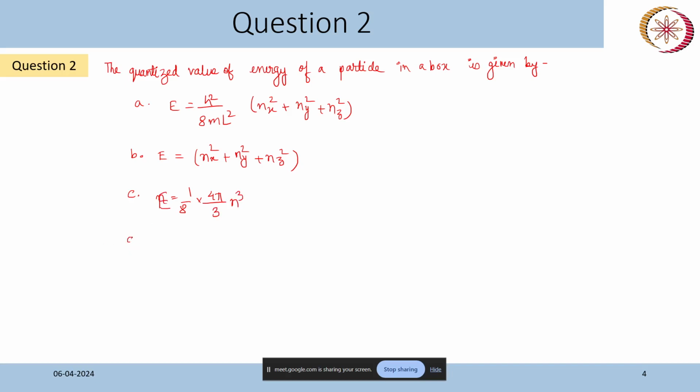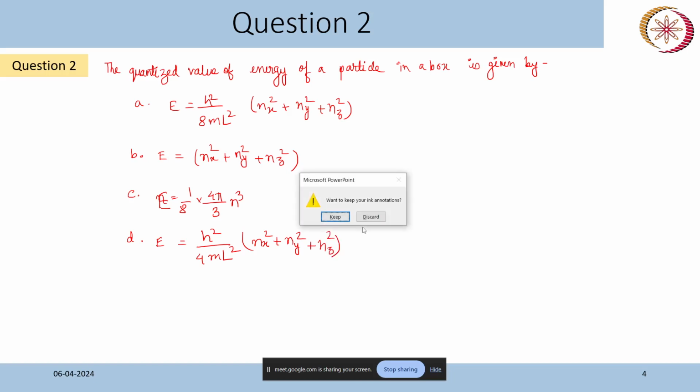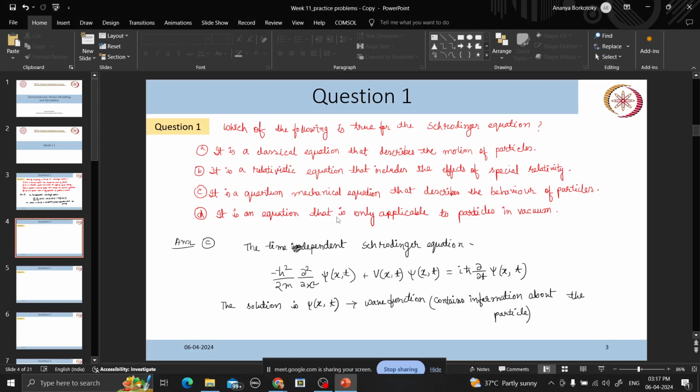Option D is E equal to h square by 4 m l square, nx square plus ny square plus nz square. So this is the question.